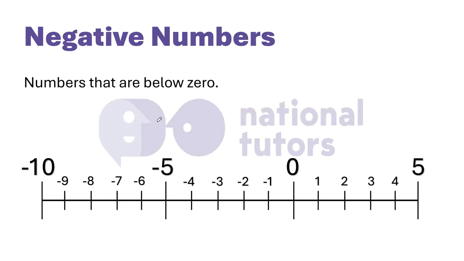Now we can, of course, start with a negative number as well. What if we had negative 1 take away 8? Same process. Start at negative 1, 1, 2, 3, 4, 5, 6, 7, 8. So negative 1 take away 8 equals negative 9.